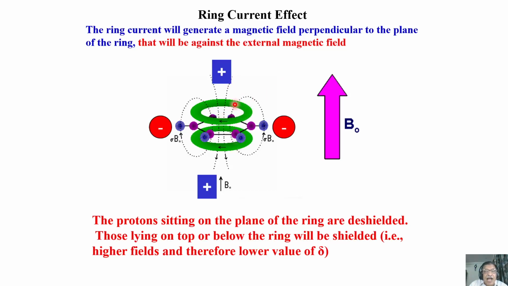Just above and below the plane of the ring, it is going to be a shielded zone. It is written plus. Okay, plus means shielded. Just in the plane of the ring, protons are de-shielded. Look at this one. Protons above and below the ring are always shielded. Protons in the plane of the ring get de-shielded.